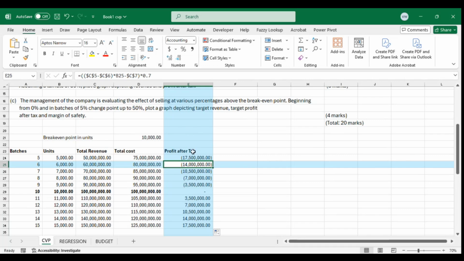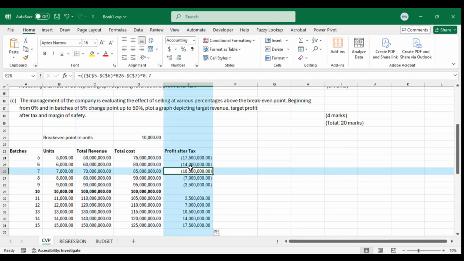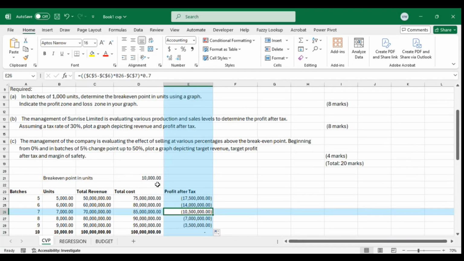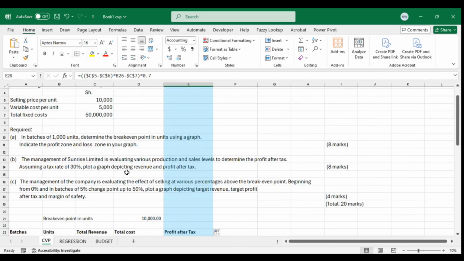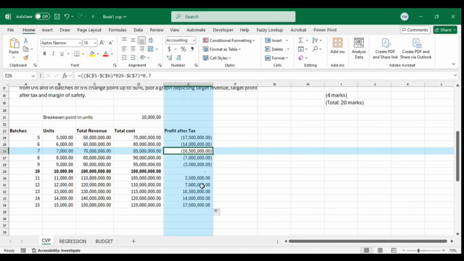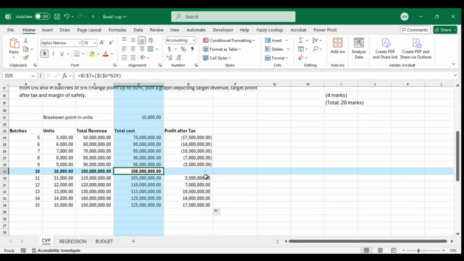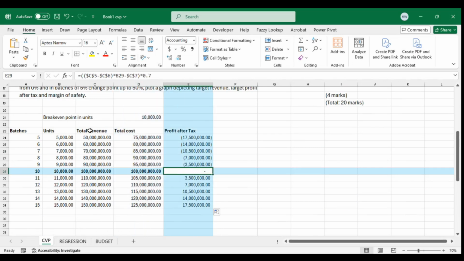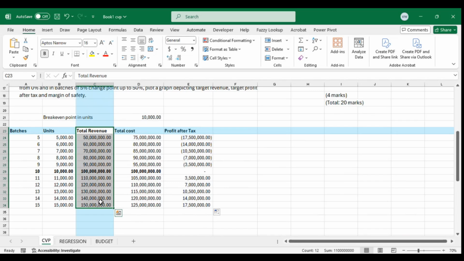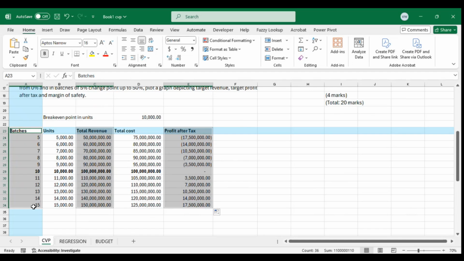So now that we have our profit after tax and our revenue, we can now plot these two on the graph. Remember, the question said to plot a graph showing the revenue and the profit after tax. So we can just highlight the range for revenue and also highlight the range for profit after tax, but we want it against the number of batches. Remember, the x-axis is the number of batches, so we can highlight all the three. Otherwise, it will give us misleading results.